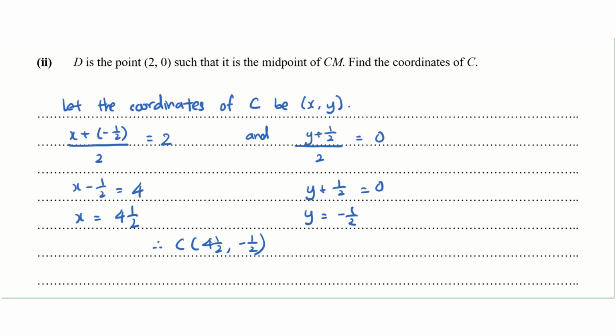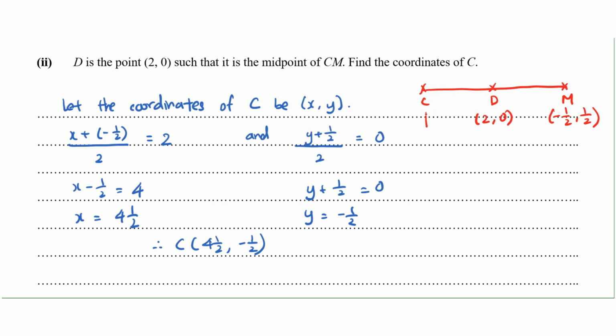Next, we take a look at part 2, where we are told that D is the point (2, 0) such that it is the midpoint of a line segment CM. Then we want to find the coordinates of C. Let us illustrate a diagram to understand this question. So we have a line segment CM, and we are told that D is the midpoint with the coordinates (2, 0). We already found in part 1 the coordinates of M, which is (-½, ½).